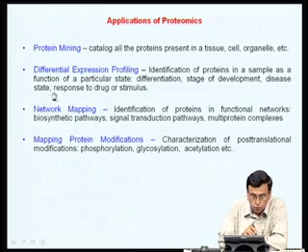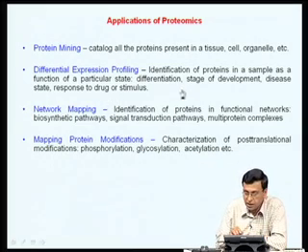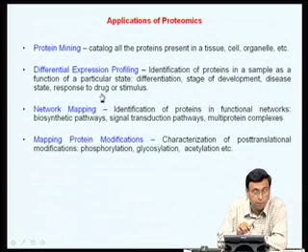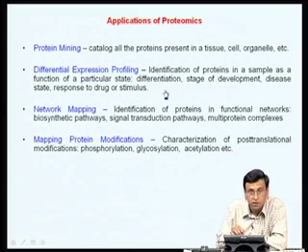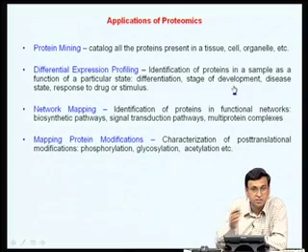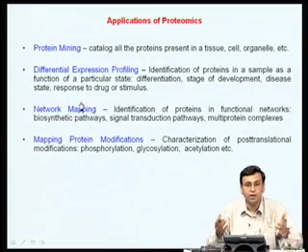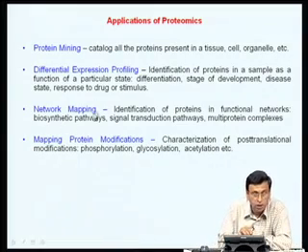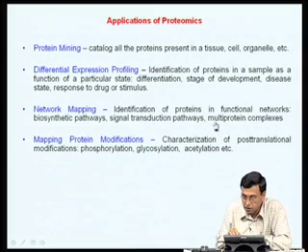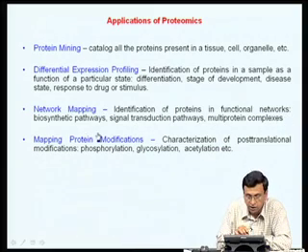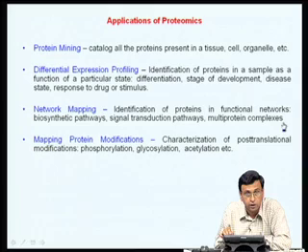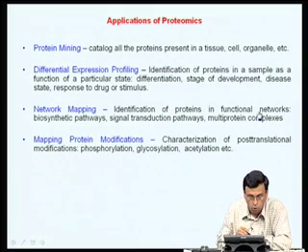And as I mentioned, you can do differential expression profiling, identification of proteins in a sample as a function of a particular state. It can be differentiation, different stages of development, normal state versus disease state, response to a drug or stimulus; you name it, it can be done by proteomics. You can do network mapping, identification of proteins in functional networks, biosynthetic pathways, signal transduction pathways and multi-protein complexes. I will give one example as we go along.